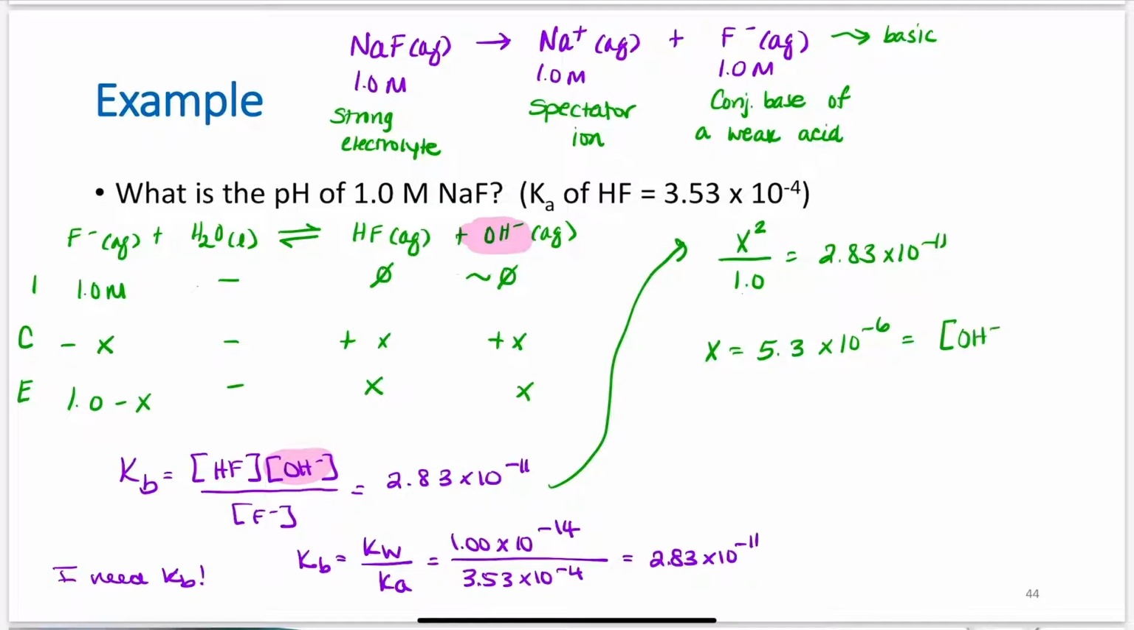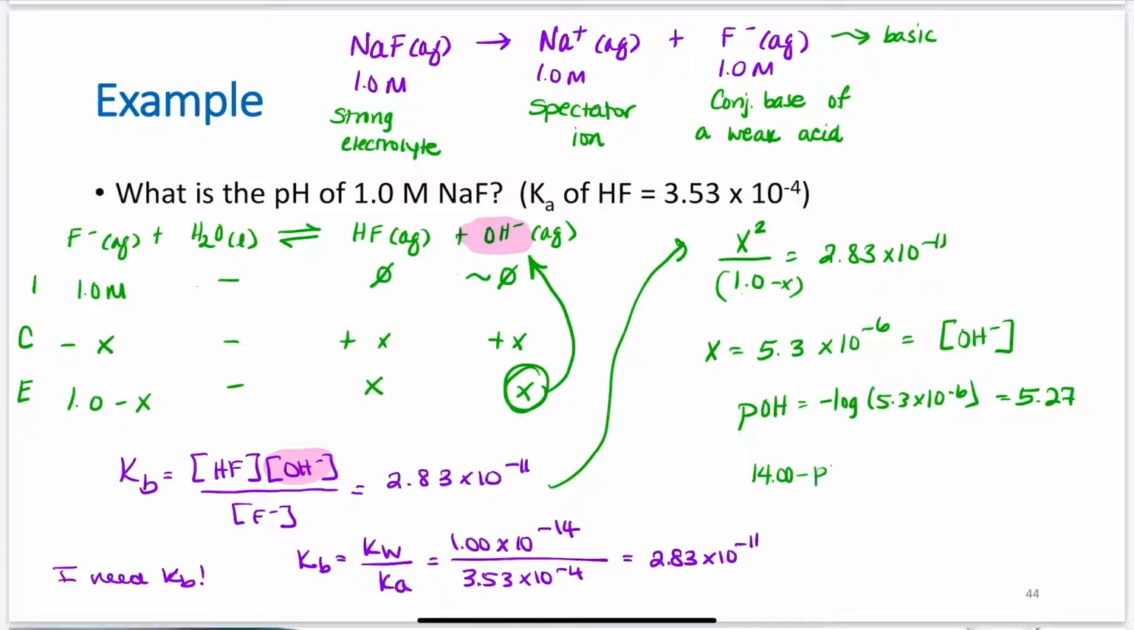And remember, that equals your hydroxide concentration at equilibrium, because what we solved for was x. You could also plug it back in and say, okay, if I actually took 1 minus x here, would that x have mattered? No, it's so small, it really didn't matter that we ignored it. Now I'm going to take the log of that to find pOH. And I find my pOH value to be 5.27. I know that 14 minus pOH is going to give me my pH, and I find my pH of my solution to be 8.73. So I've solved this through, and I get a pH of 8.73.